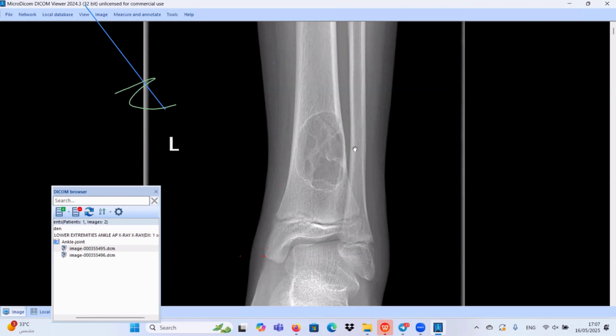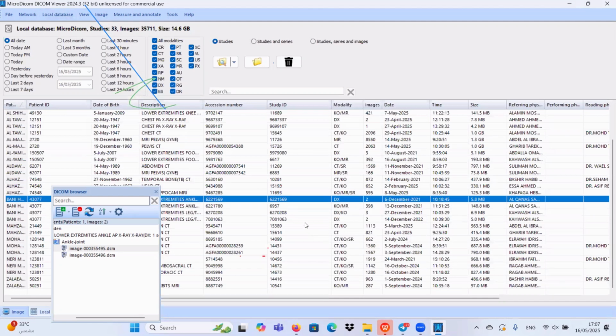This is most common because it's surrounded by a sclerotic margin, a non-aggressive lesion. Aneurysmal bone cyst maybe, but I think it's a little bit away. If we want to confirm the diagnosis or differentiate between those lytic lesions, is there any next step? Yeah, we can go for MR of the same region to confirm. Okay, let's go to the MRI.